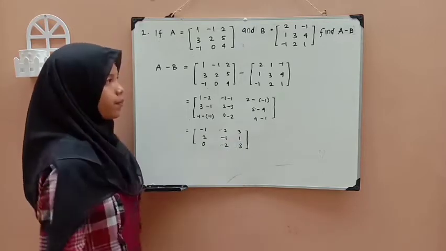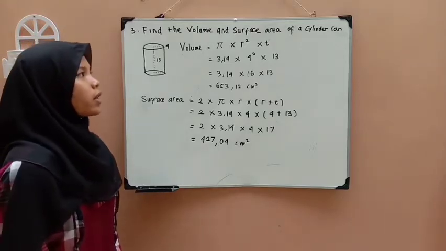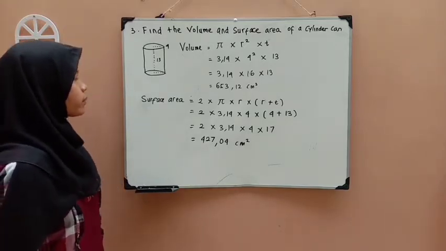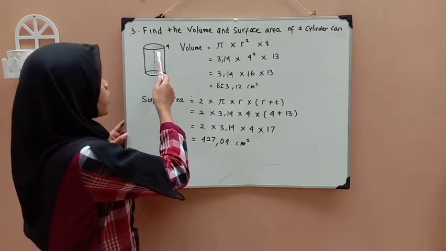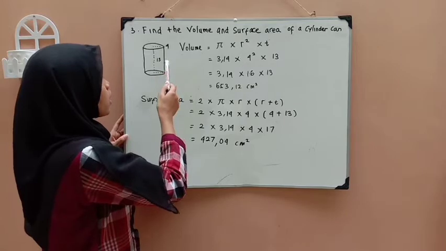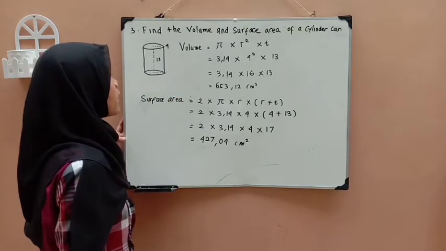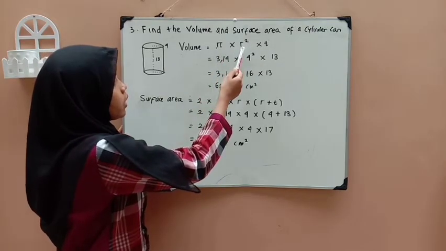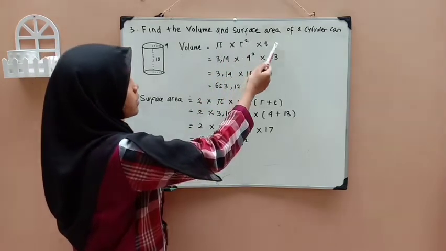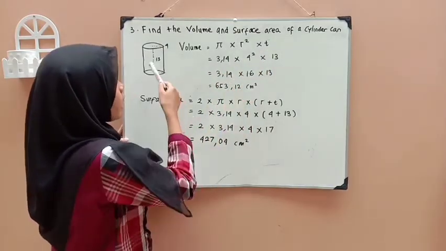Next question, that is geometry. Find the volume and surface area of a cylinder can. On this cylinder, the value of the radius is 4 and the height is 13. The cylinder volume formula equals pi times R squared times T. R is the radius, T is the height.